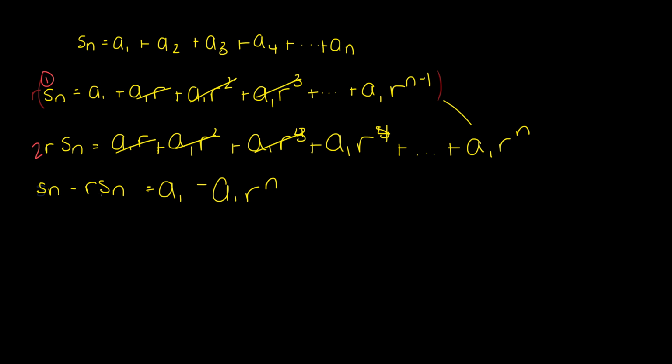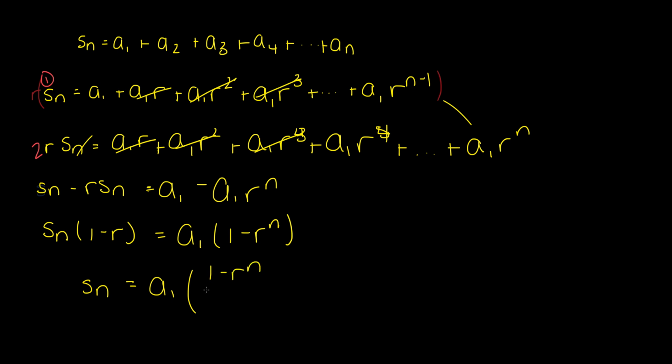Okay, in both of these we have a common factor. So Sn is common to this side, that's 1 minus R. This one has A1, 1 minus R to the n. And again, this is just proving this formula. Now looking at this, we have Sn equals A1, 1 minus R to the n divided by 1 minus R, for R cannot equal 1, because if R is equal to 1, we have a 0 in the denominator.